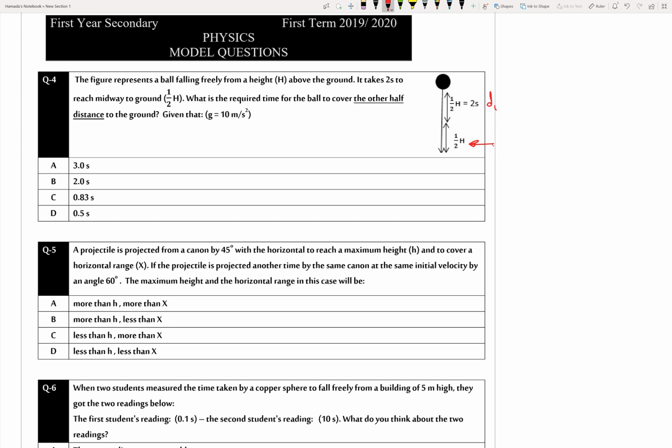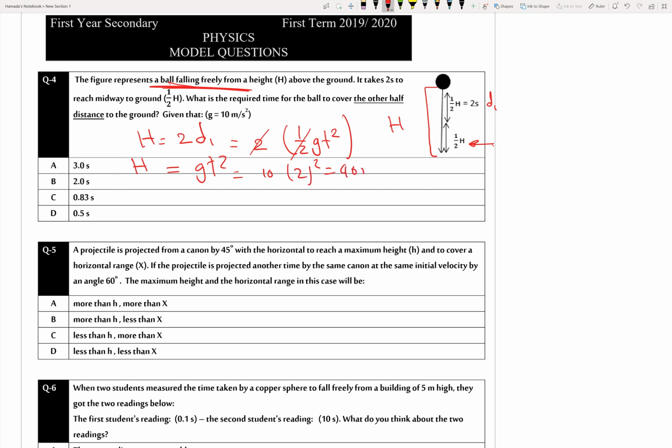Okay, in this problem we should find the total height or the total displacement. How? Total displacement, which is h, equals 2d1. And how can we find 2d1? It will be 2 times half gt square. Don't forget that when a body is left to fall freely, as mentioned in the problem here, it means that vi equals 0. So we just use this equation, half gt power 2, and we don't mention vit as the equation should have. So right now h equals 2 times half gt square. It is 10 times 2 square, so it is 40 meters.